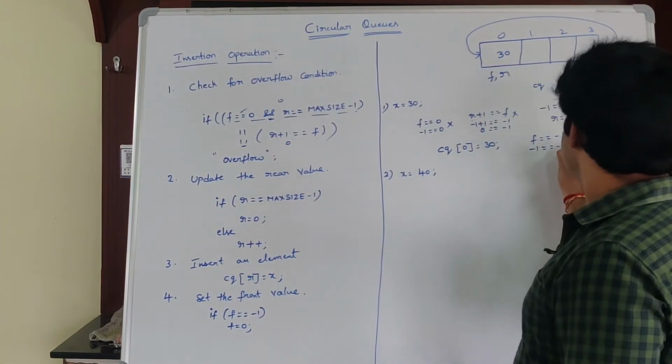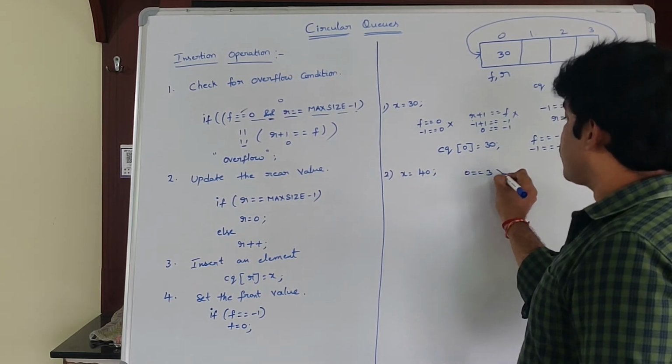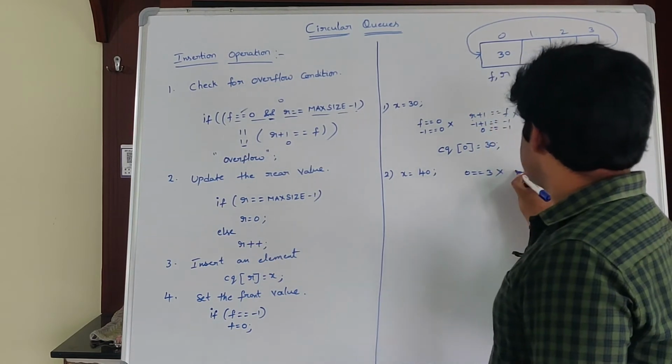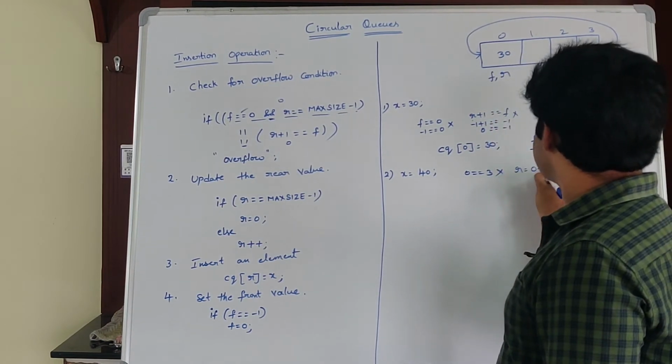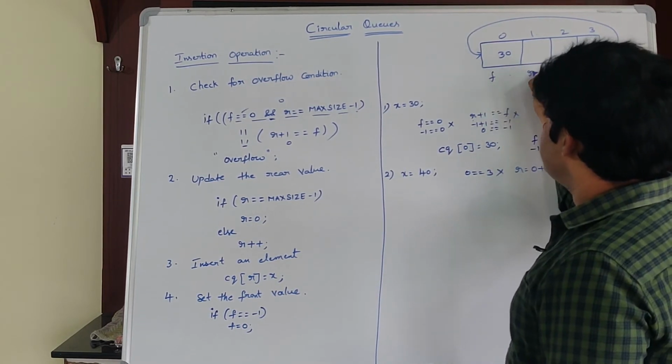What is the rear value? 0. Is 0 double equals to 3? No, condition is false. Then R plus plus. R plus plus is nothing but R is equal to 0 plus 1. That is 1. Now rear value is 1.